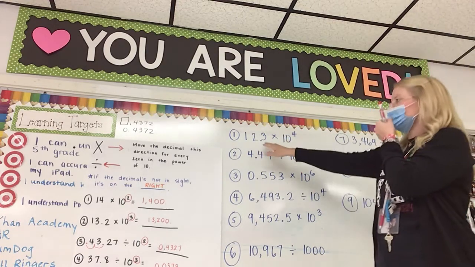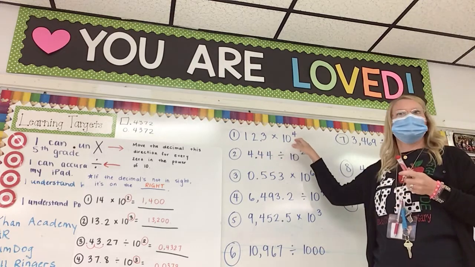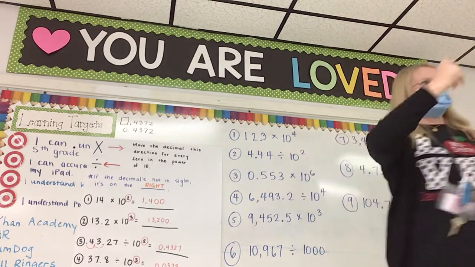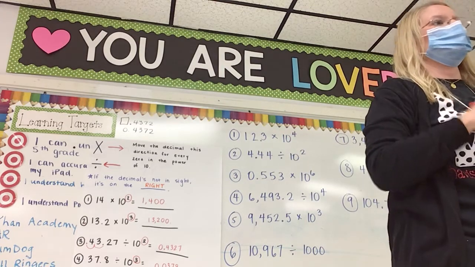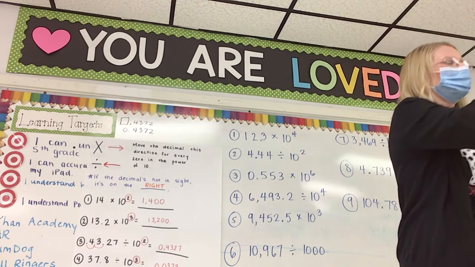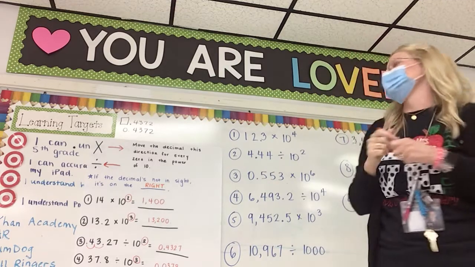Okay, so let's take a look at this first one. We have 12 and 3/10 times 10 to the 4th power. What actually does 10 to the 4th power mean? Kimi. Does it mean 10 times 4? It means what? That you're going to do it 4 times. 10 times 10 times 10 times 10, just a refresher for our brain.